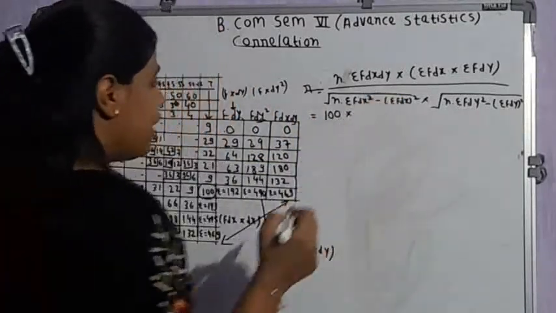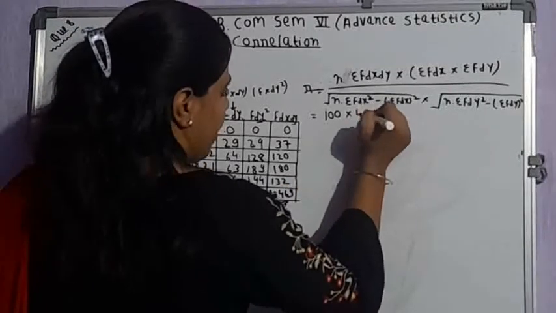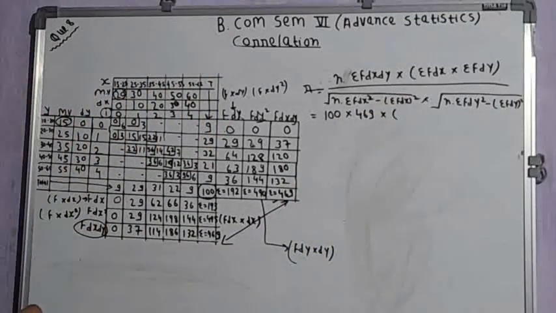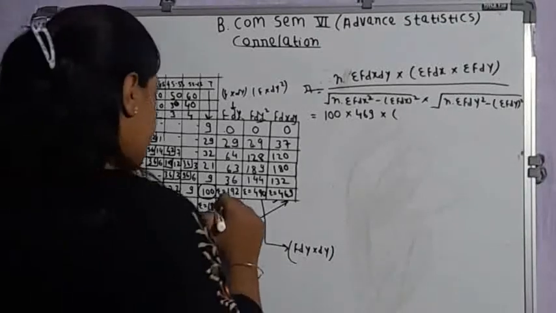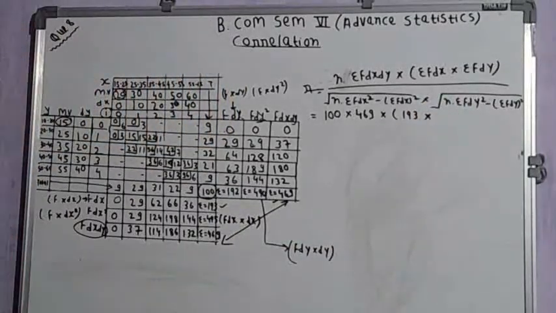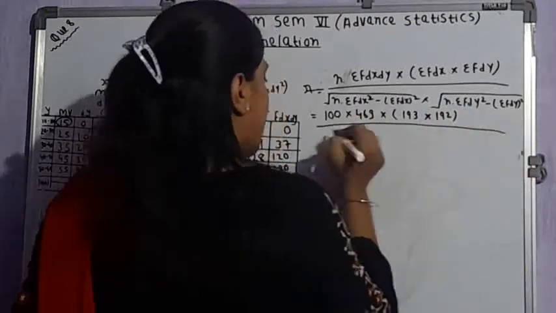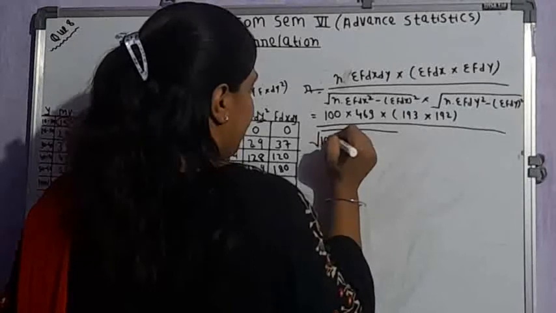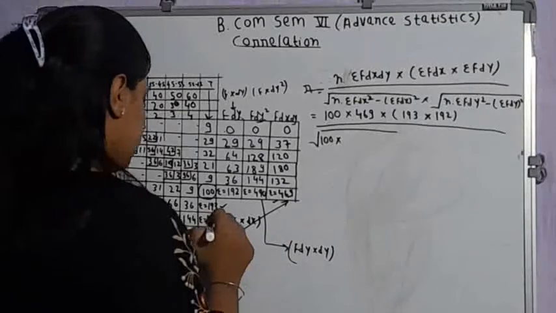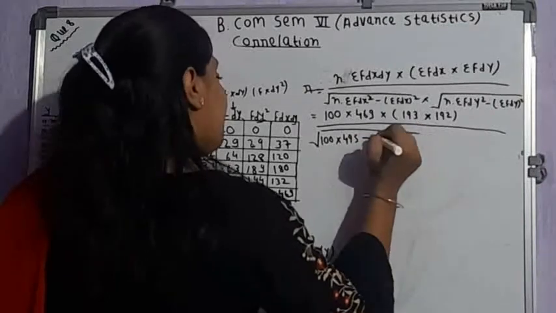Then summation f dx dy. So what is the value of summation f dx dy? 469. So we would write 469 minus, under bracket, summation f dx. What is the value of summation f dx? It is 193. We will write 193 into summation f dy, 192. So we will write 192. Okay. Then under root n, 100, into summation f dx square. What is the value of summation f dx square? It's 495. So we will write 495 minus summation f dx whole square.